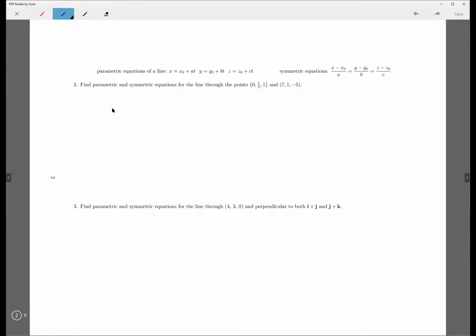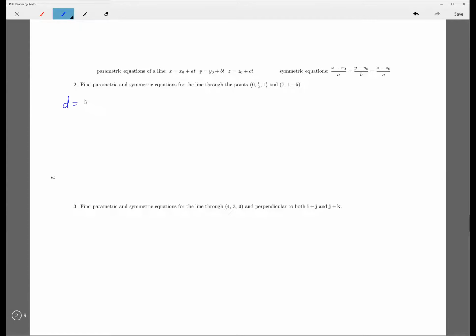So, number 2, find the parametric equations for the line. So here you have a line through this point and that point. So we want to find the parametric equations, and then they also want us to find the symmetric equations, but that's multiple choice, so no big deal. Okay, so for the parametric equations, we're going to need a point. We have 2 points, that's great. And we need a direction. So the question is, how are we going to get the direction vector?